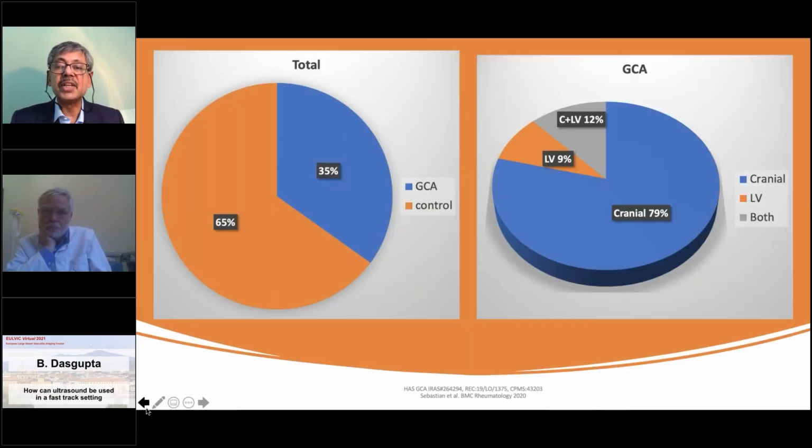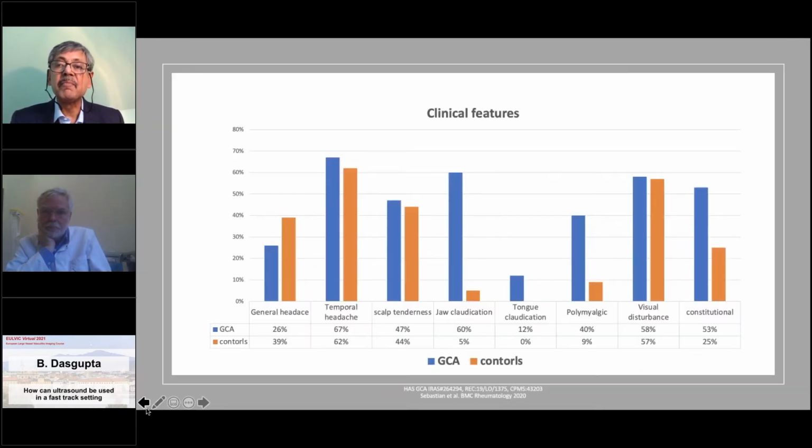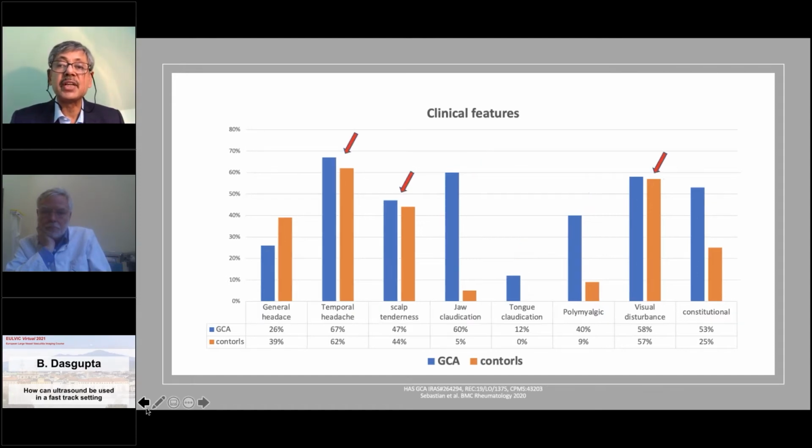And essentially, it's very dramatic. First of all, the probability score works in picking up GCA. The clinical features go hand in hand with high halo scores, things like jaw claudication, tongue claudication, polymyalgic symptoms, and less so with headaches.